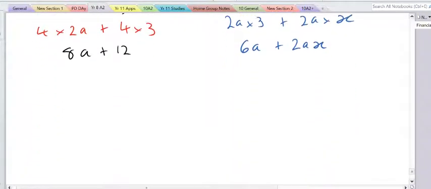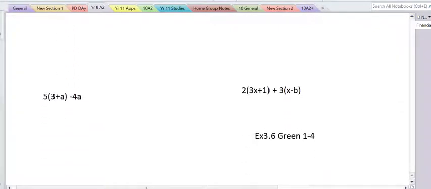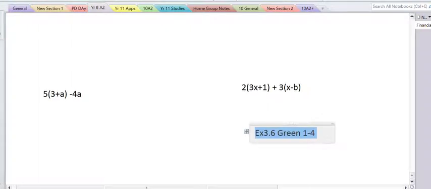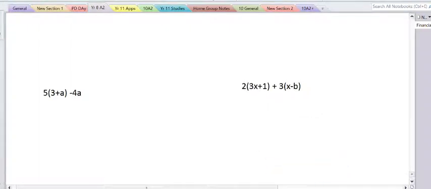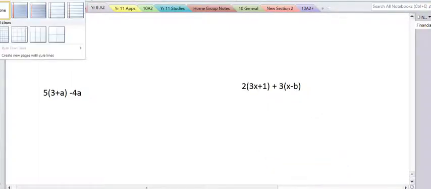So let's make it a little more difficult. Sorry, did you want me to go up? Was that too fast? Alright, I'll go up.